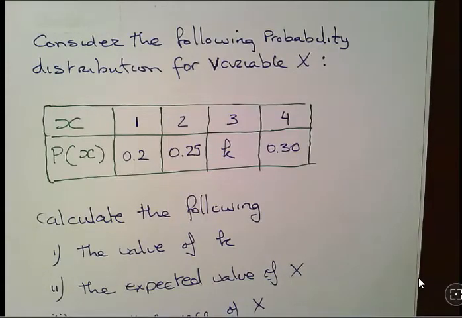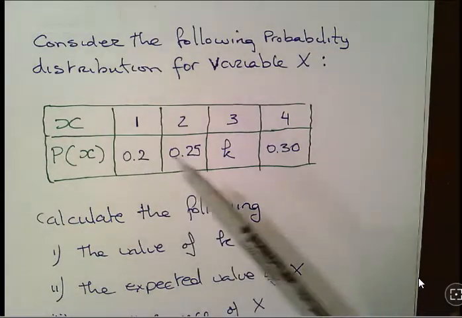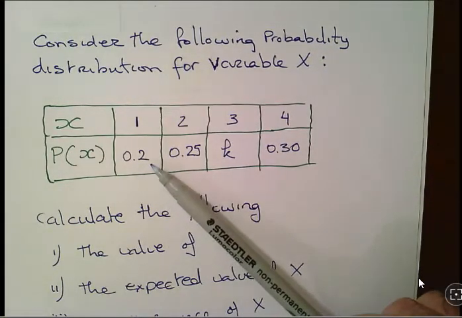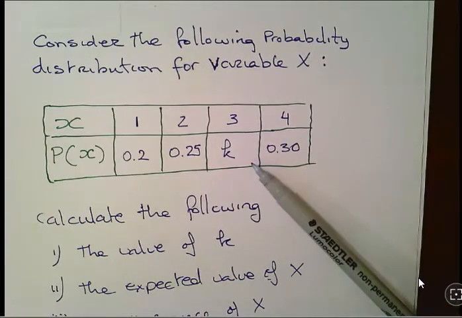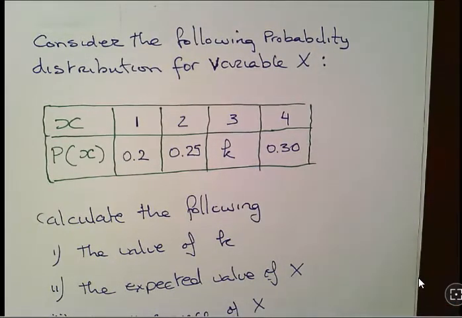Okay, so in this presentation, this is for a discrete random variable. We consider the following probability distribution for variable x. We have 4 outcomes there, 1, 2, 3, and 4, and 4 probabilities for each outcome: 0.2 for outcome 1, 0.25 for outcome 2, some value k for outcome 3, and 0.3 for outcome 4.